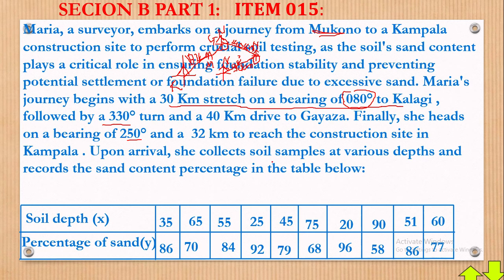Upon arrival, she collects soil samples at various depths and records the sand content percentage in the table below. So this is the soil sample depth, and she was collecting different areas. At first, the soil sample depth was 36, percentage of sand was 86; 65, percentage of sand was 70; 55, percentage of sand was 80. So she was sampling different depths. Like this is the piece of land, she can pick here, pick there at different depths. Then she looks at the percentage of sand. Now, these are the values we have.